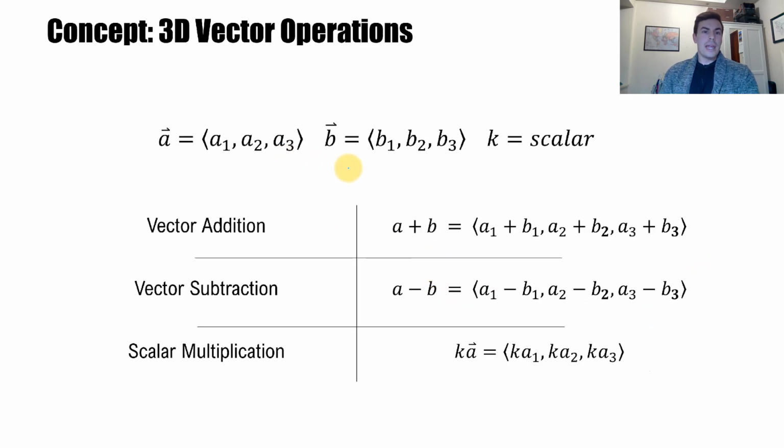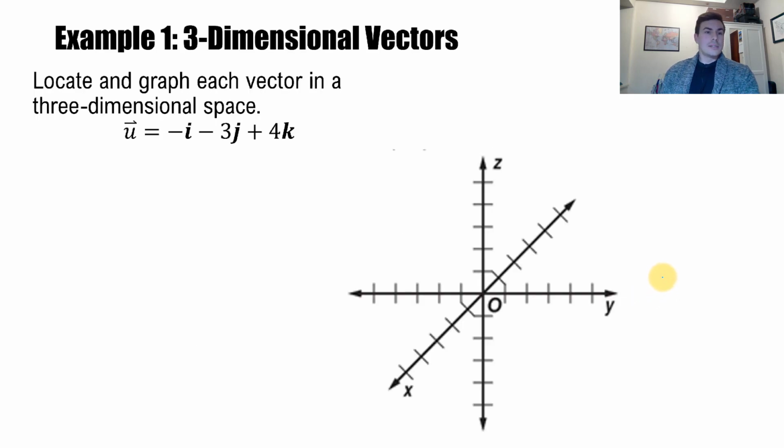So if we've got vector a and vector b, and then we have some scalar k, go ahead and write down all of these operations that we can do. We've got addition, subtraction, and our scalar multiplication, which we've really seen before. This is just, again, having this added step here for our z components. That's the only difference that we're working with. All right, so those are our concepts. Let's get into some examples.